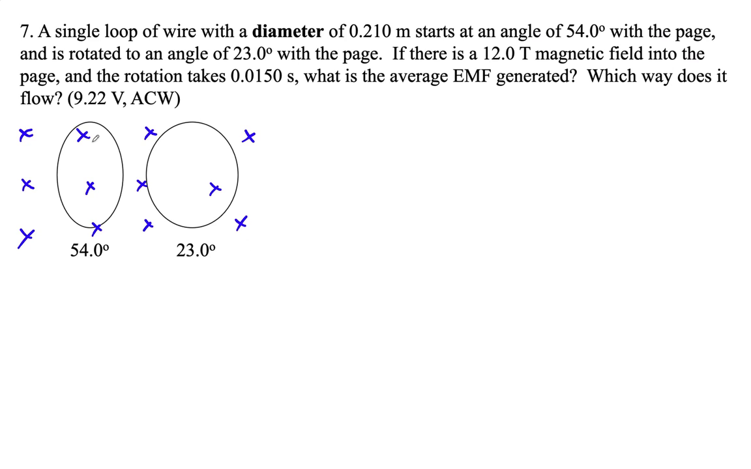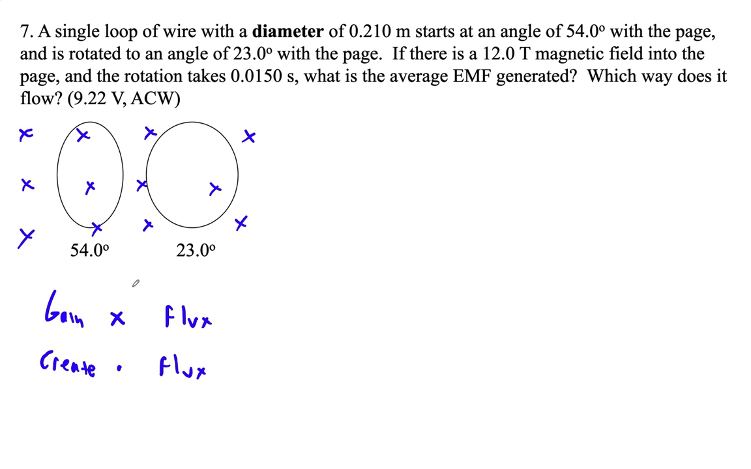Okay, so what's happening here is that we are actually increasing flux into the page. We're gaining flux into the page. And the reason is that there's fewer flux lines going through the loop when it's like this, more flux lines when it's like this, okay? So we're gaining flux into the page, and so what we do to oppose it is we create out of the page flux. If you gain it, then you oppose it. Okay, so you oppose it by creating flux out of the page.